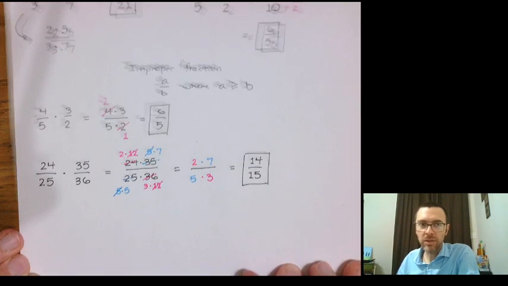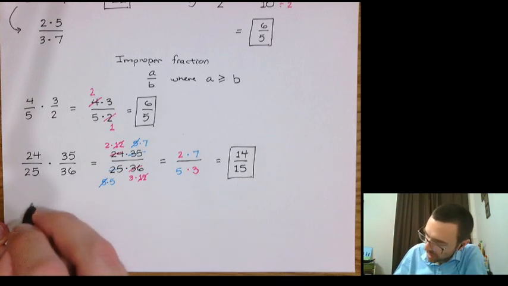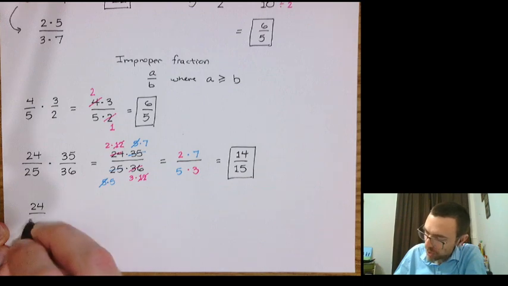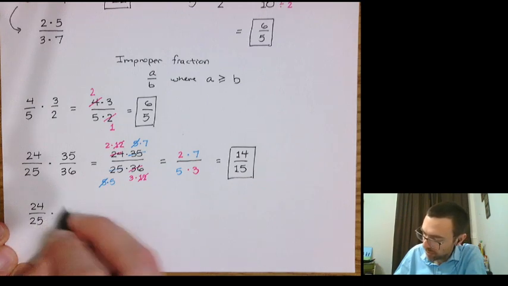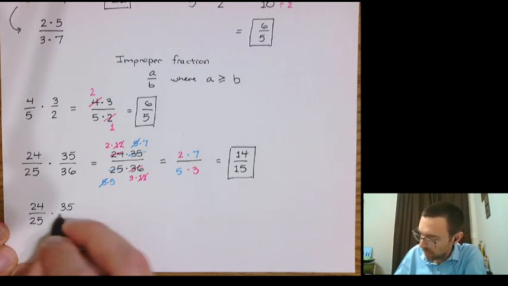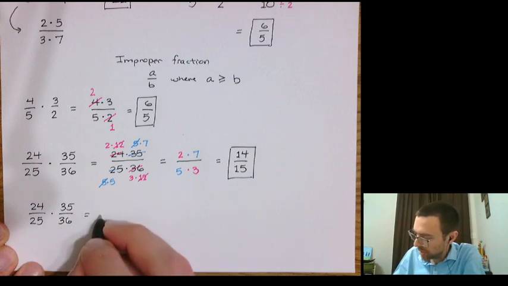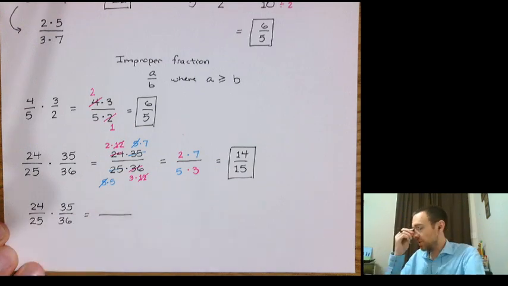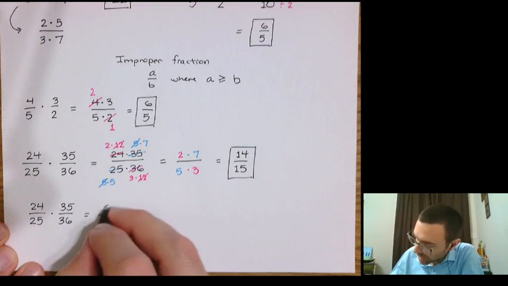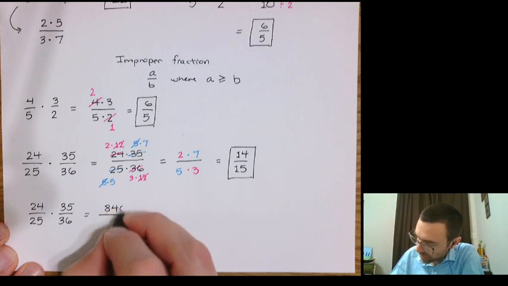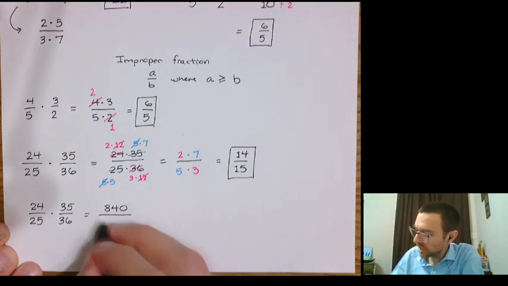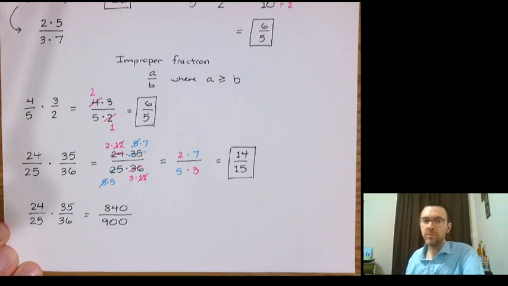Now, let's go back to what I said before. If you don't reduce before you multiply, you're going to get larger numbers. Okay? So 24 times 35 is 840. And 25 times 36 is 900. So you could have taken that route.